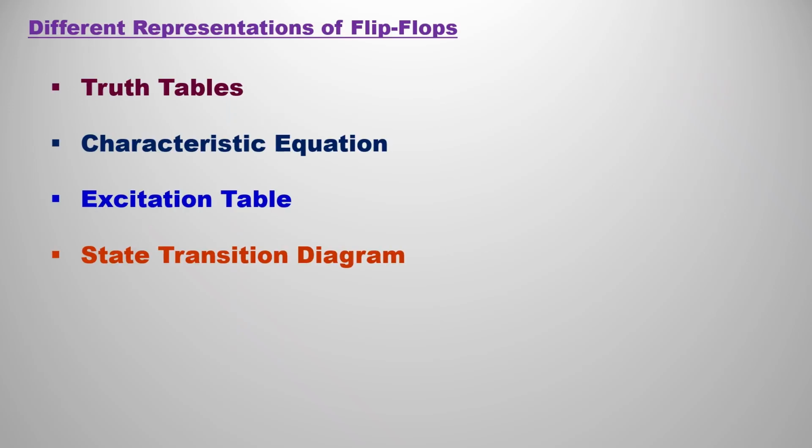And we have something called different representations of flip flop. So we have truth tables, characteristic equation, excitation table, state transition diagrams. I hope you know about truth tables. This is a very basic thing. The other ones, characteristic equation and excitation table, will be discussed here only. But the state transition diagram is a very important concept in sequential circuits, so this will be discussed in a separate video. But let's see these two things today.